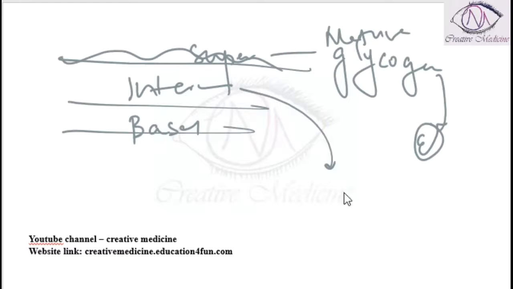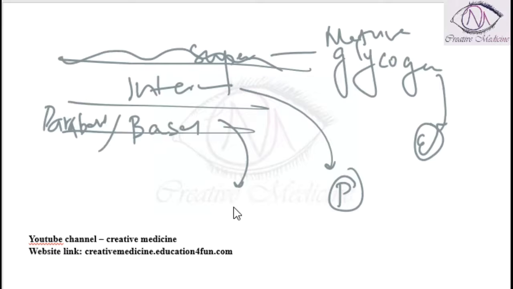Intermediate cells will predominate in progesterone predominance. Basal cells or parabasal cells will predominate when there is no hormonal predominance.